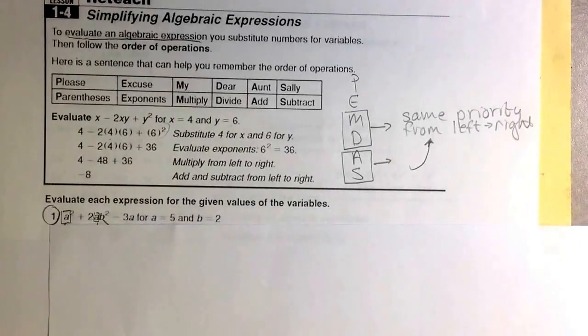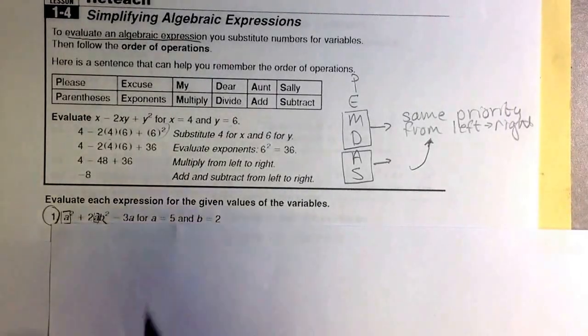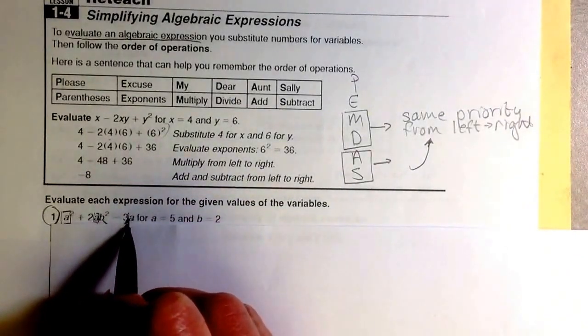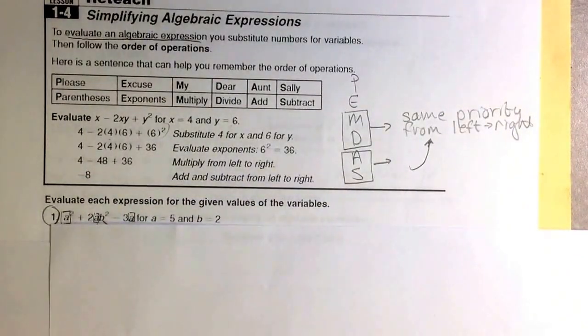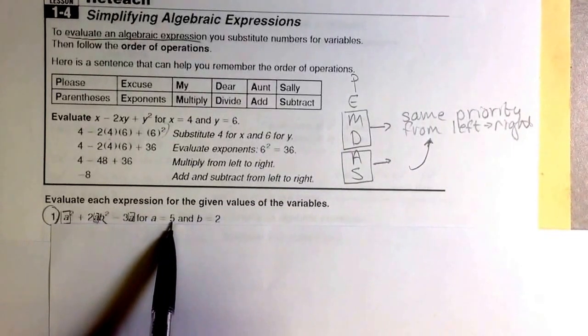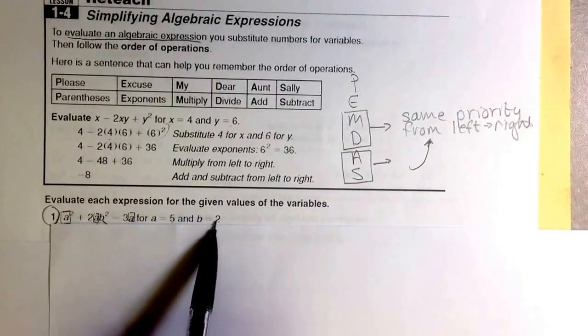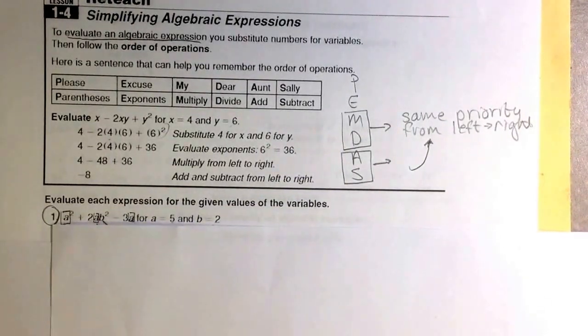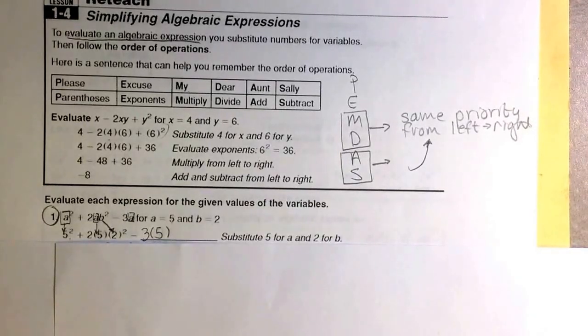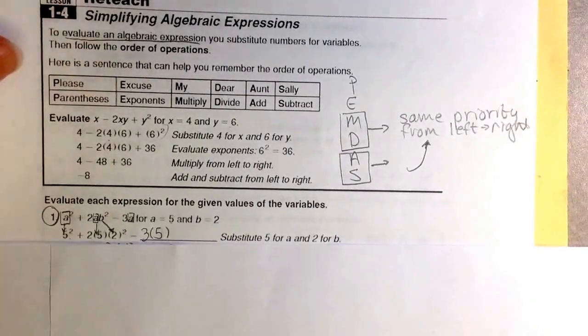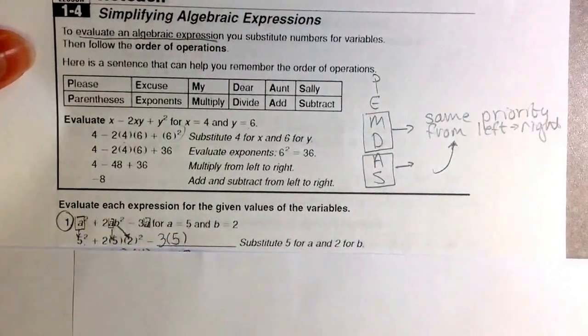All right, let's look at the example here. I'm putting a square around all of the A's here because what we're going to do is replace the A's with 5. We'll replace the B's with 2. And listed here are the steps that you need to follow. Slide this over just a little bit so you can see the whole thing.